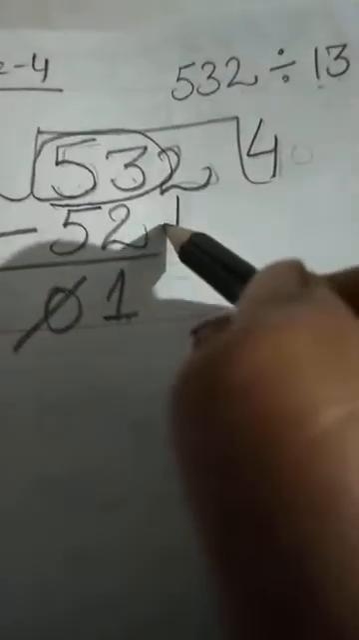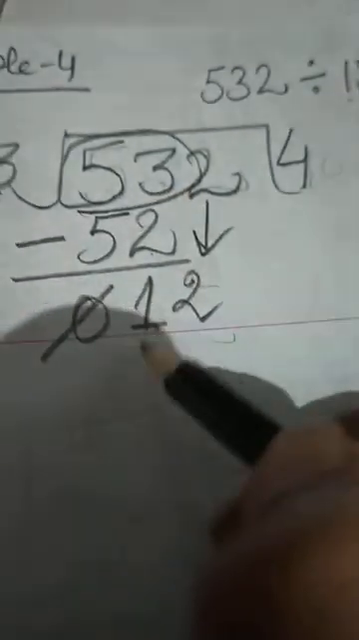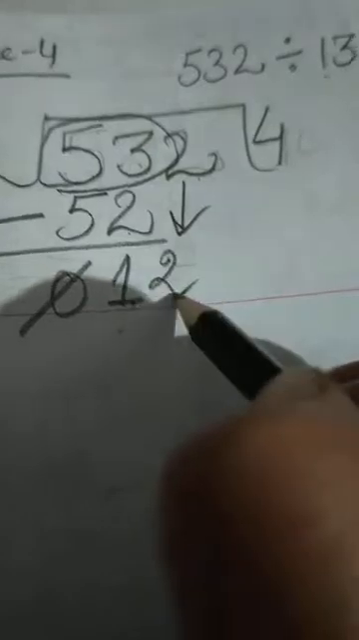Multiplication we have done, subtraction also we have done. Next is bring down. Now this 2 will be written downside. 1 we already got from subtraction, and 2 will be written with this 1, so it has become 12. Now after bring down, we have to repeat all these steps.